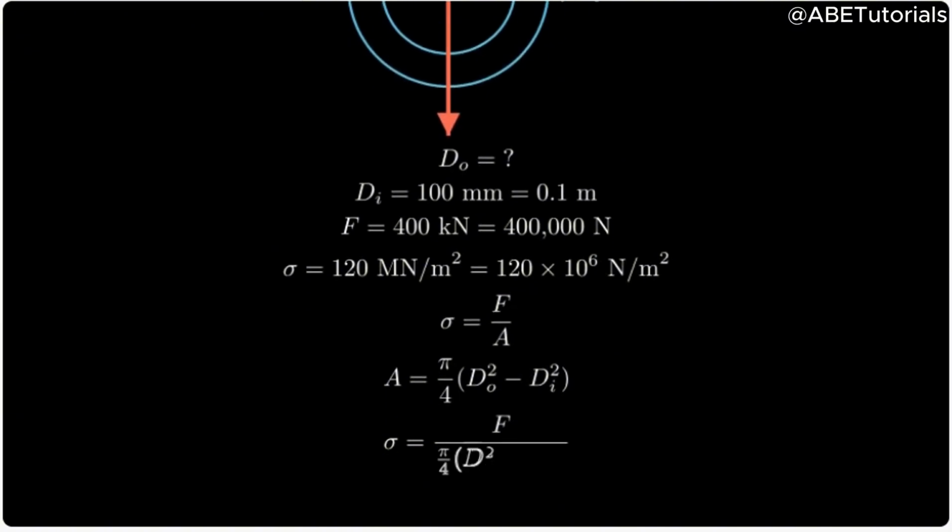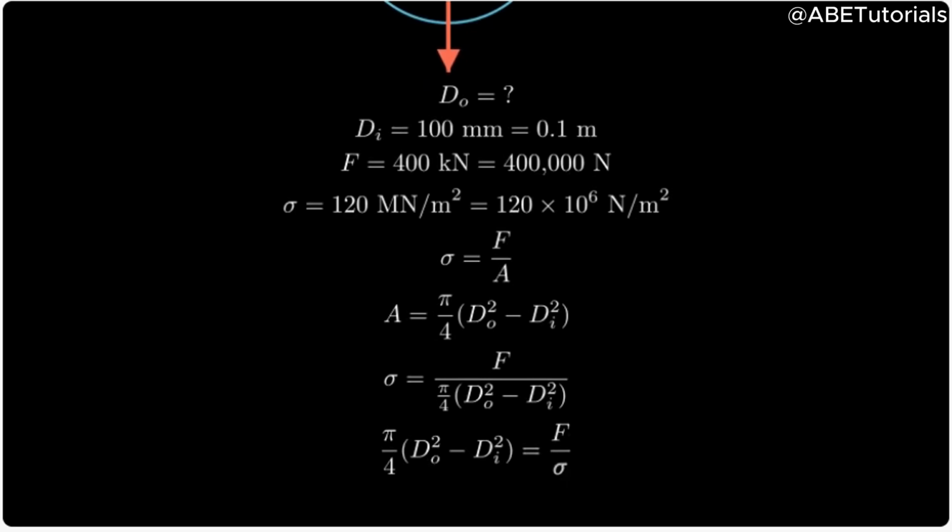Now, let's substitute the expression for area A into our stress formula. We get sigma equals F divided by the quantity pi over 4 times d sub O squared minus d sub I squared. Our goal is to solve for d sub O. First, multiply both sides by the area term and divide by sigma to get pi over 4 times the quantity d sub O squared minus d sub I squared equals F over sigma.